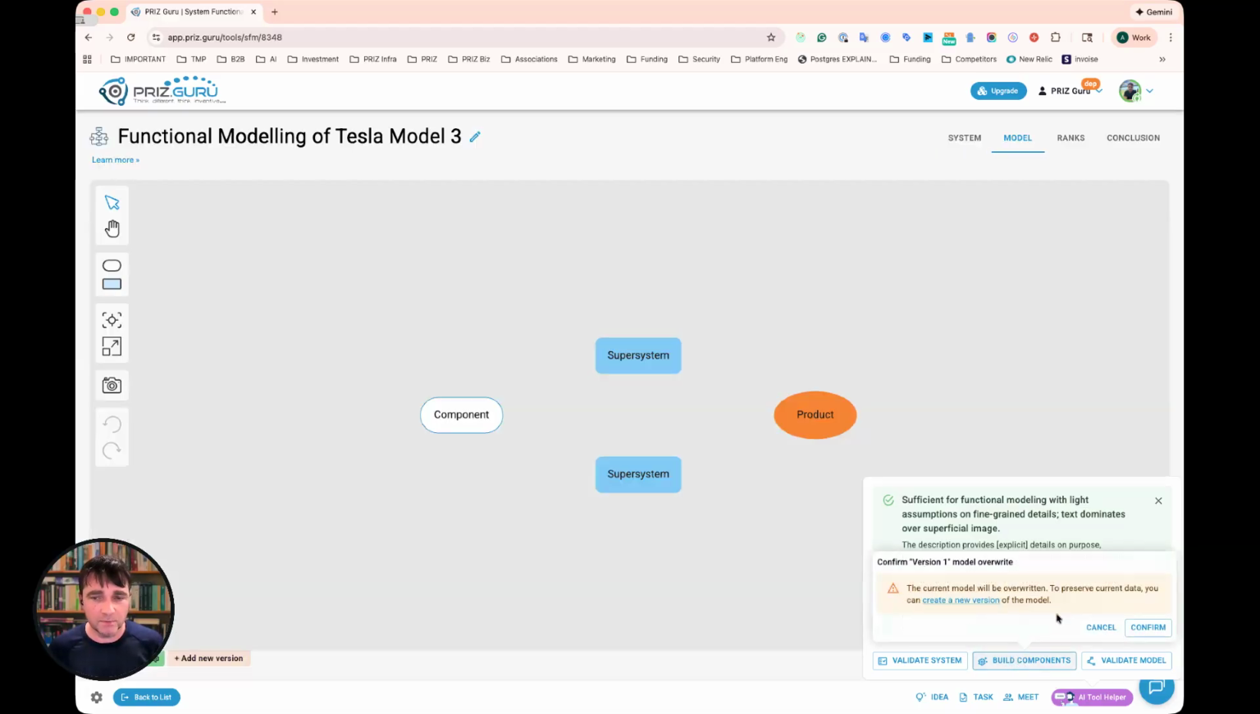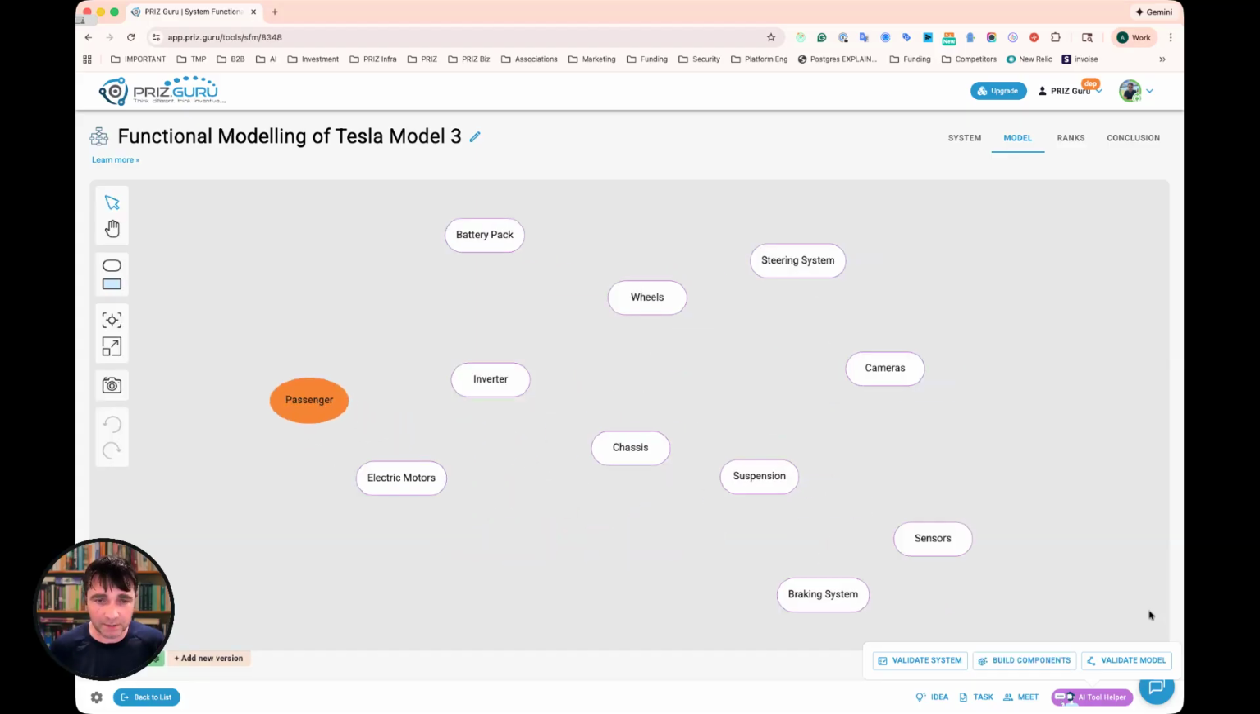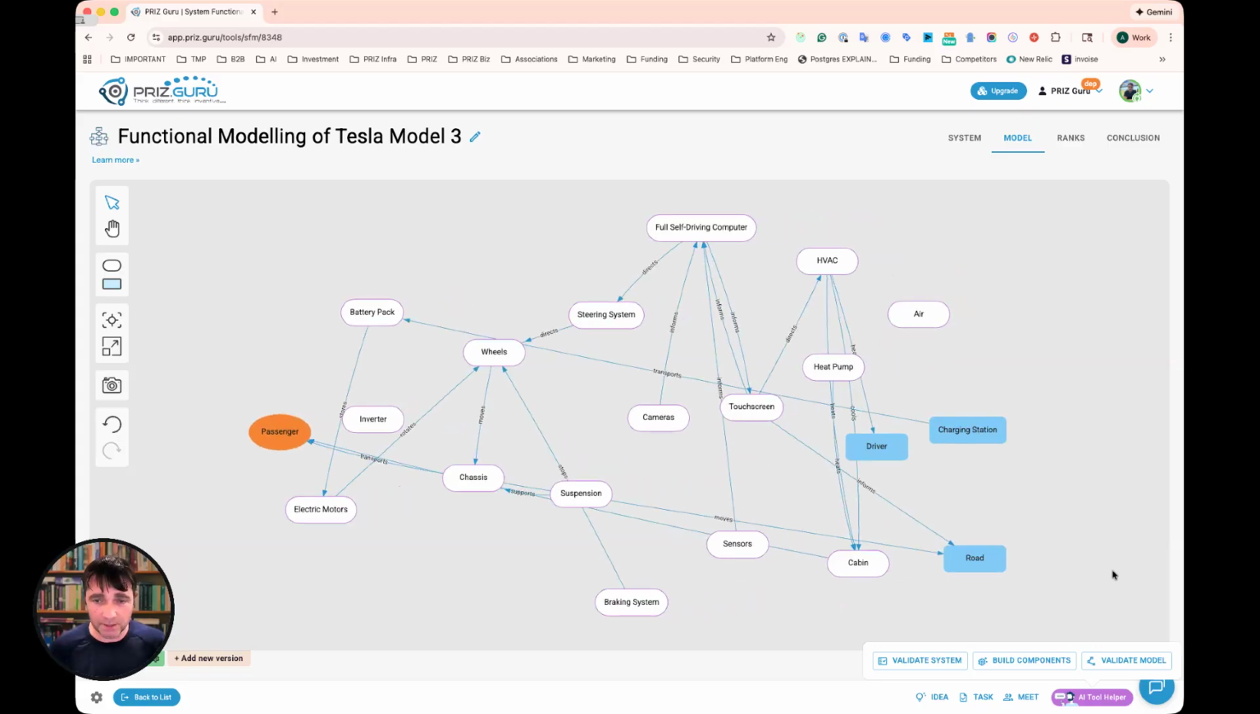Now, the next step is that we are able to actually build the model at the click of a button, something that typically takes hours, days, sometimes even more. We're able to draft this model in under a minute. So let's give it a few seconds. Okay, so we built a model.